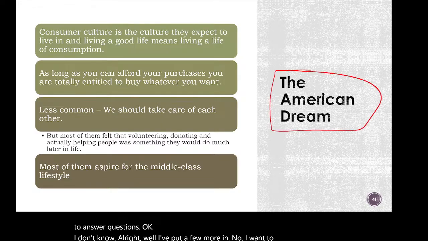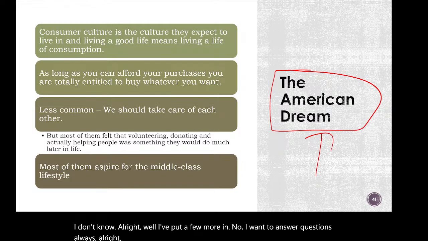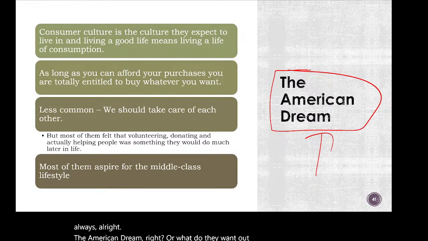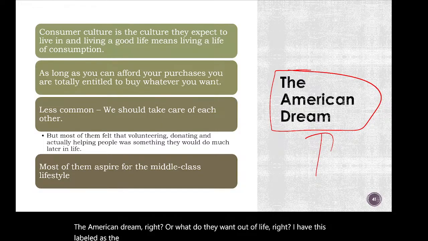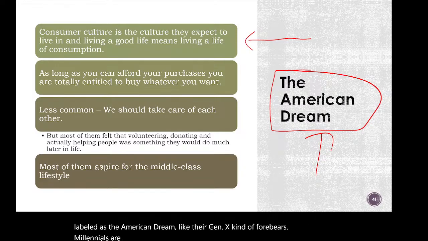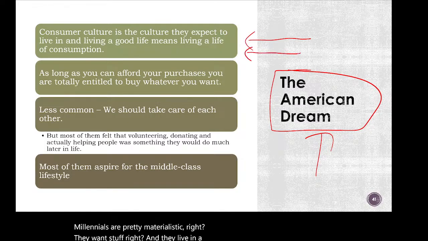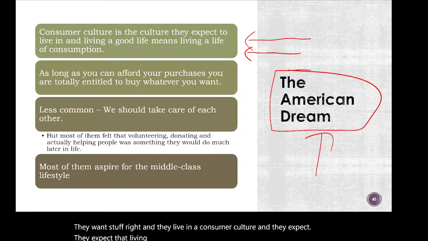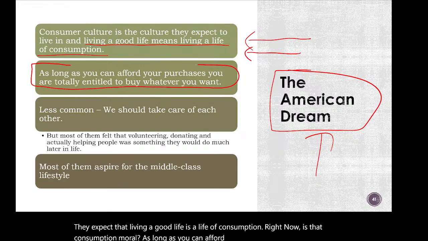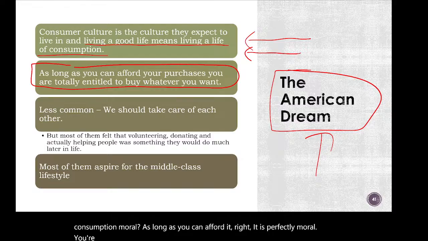Always. All right. The American dream, right? Or what do they want out of life, right? And I have this labeled as the American dream. Like their Gen X forebears, millennials are pretty materialistic, right? They want stuff, and they live in a consumer culture. And they expect that living a good life is a life of consumption, right? Now, is that consumption moral? As long as you can afford it, it is perfectly moral. You are entitled to buy whatever you can afford.